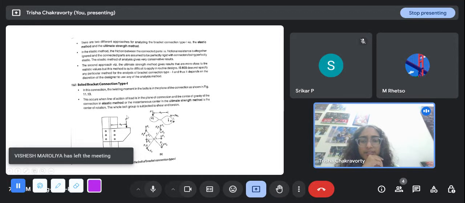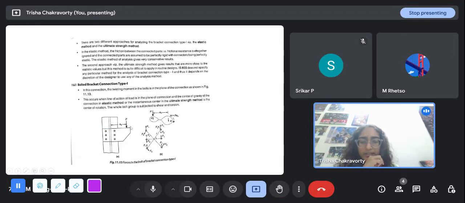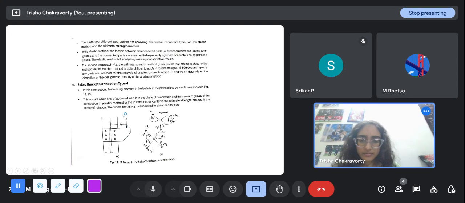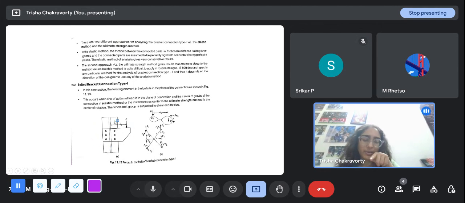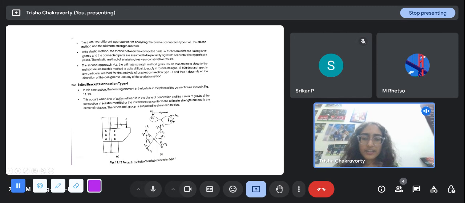In this connection, the twisting moment in the bolt is in the plane of the connection. This is the plate, the gusset plate. This is how the P is applied, and see the twisting moment. The P into E is applying the moment like this, and the sense of the moment is perpendicular to the plane. This occurs when the line of action of load is in the plane of connection. So the plane of the connection is this.